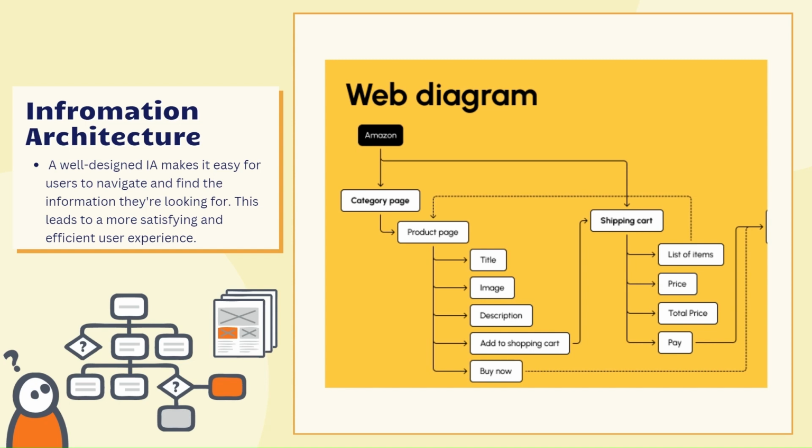So if you click on add to shopping cart, that will have a list of items, price, and total price. If you have multiple items, it'll be totaling up everything and showing you the total price. And you have one CTA, which is pay. So when you click on add to shopping cart, you go to the shopping cart and it should show you all this information. Information architecture states that when you click on this button, it should take you to the next screen, which should have these components in it.